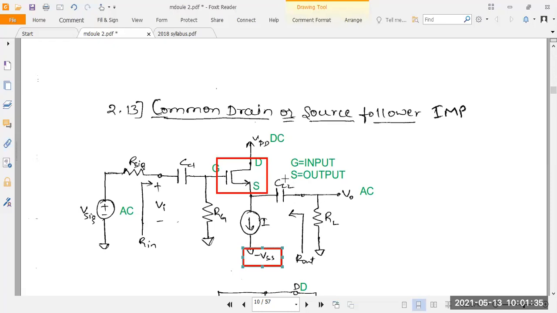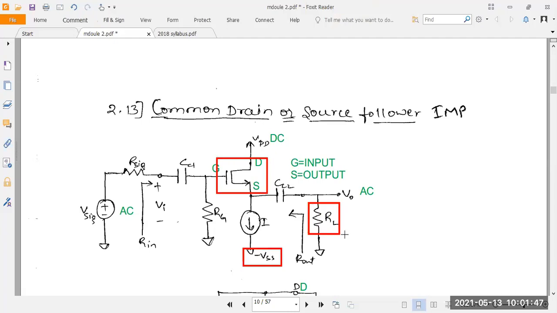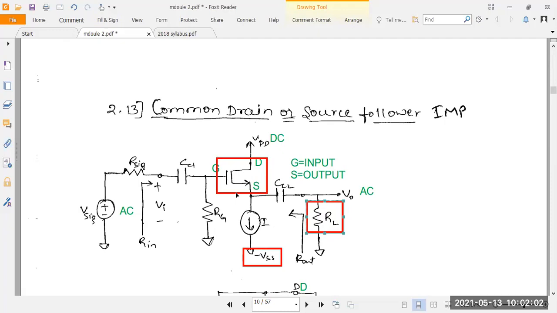Next, the source is connected to the coupling capacitor, then the load resistance, that is RL. So what is RL here? It is the output resistance. So now the source is the output here. In a common drain amplifier, the source is the output and the gate is the input.